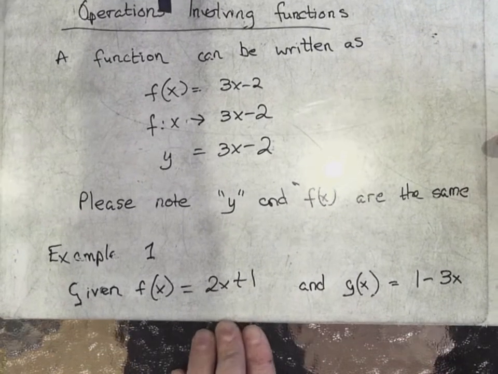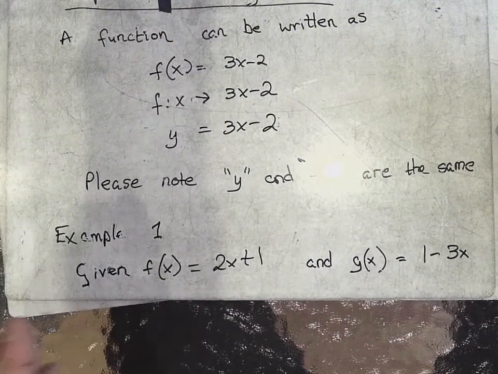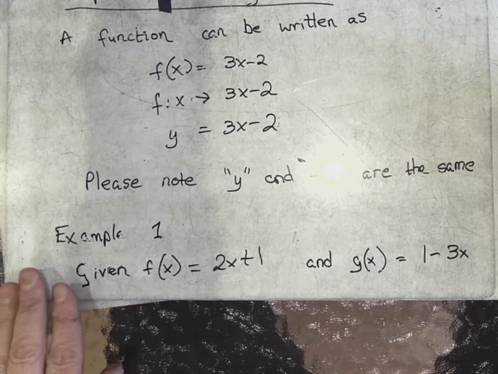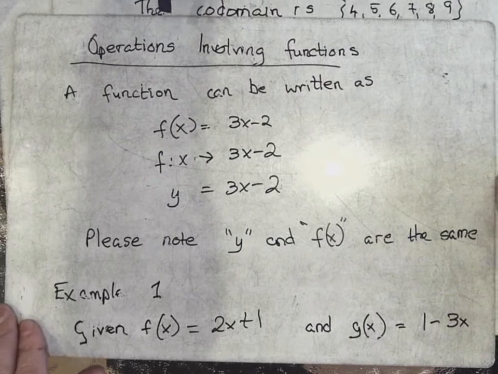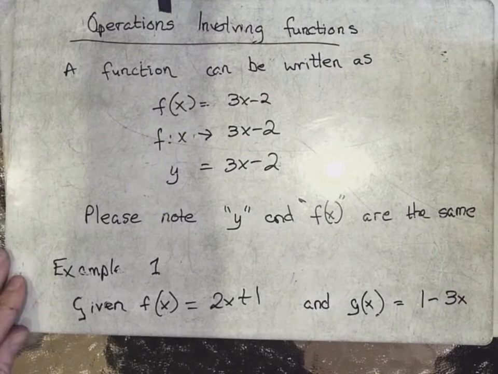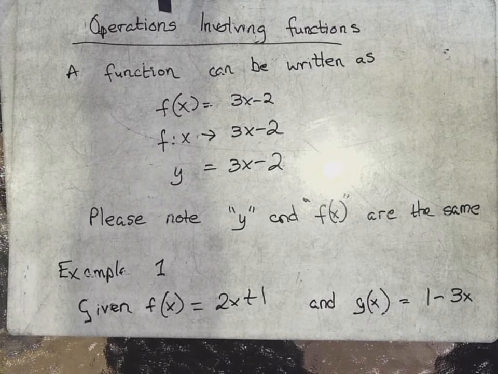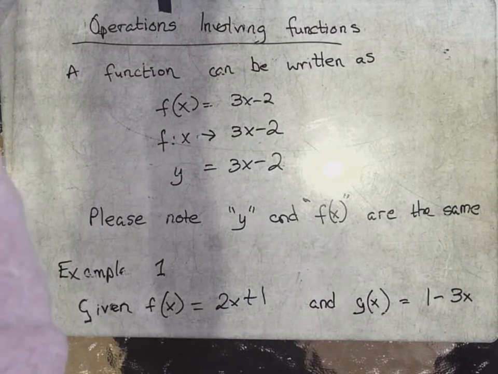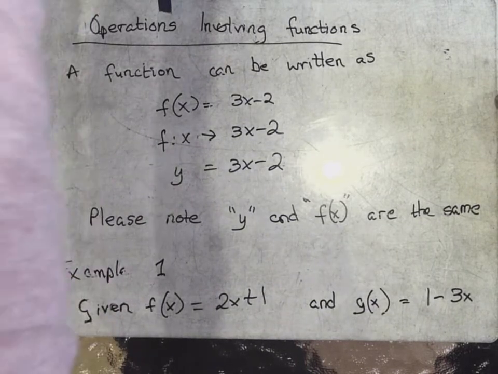Okay? So example 1, right, okay, given that f of x is equal to 2x plus 1 and g of x equals 1 minus 3x. Now the next bit is on the next slide. So if you want to pause here to write this down, and I'll get the rest of example 1 then. Right? So the rest of example 1. So they tell me what f of x is and they tell me what g of x is.